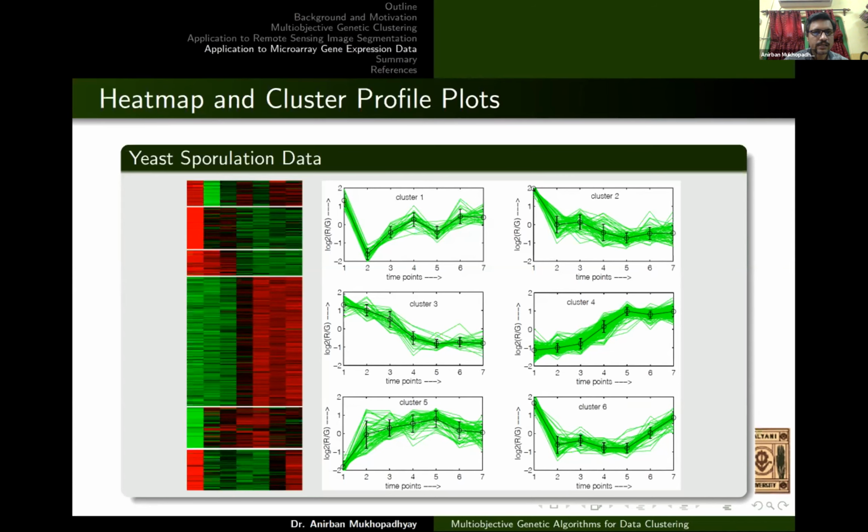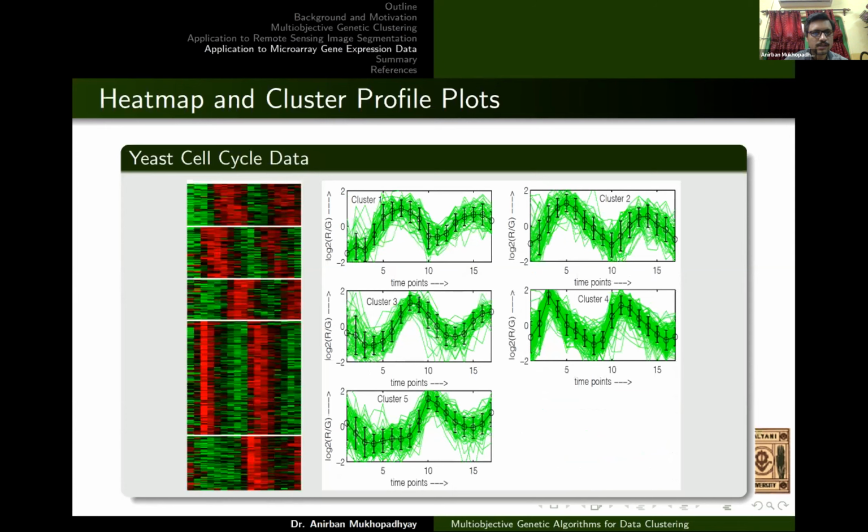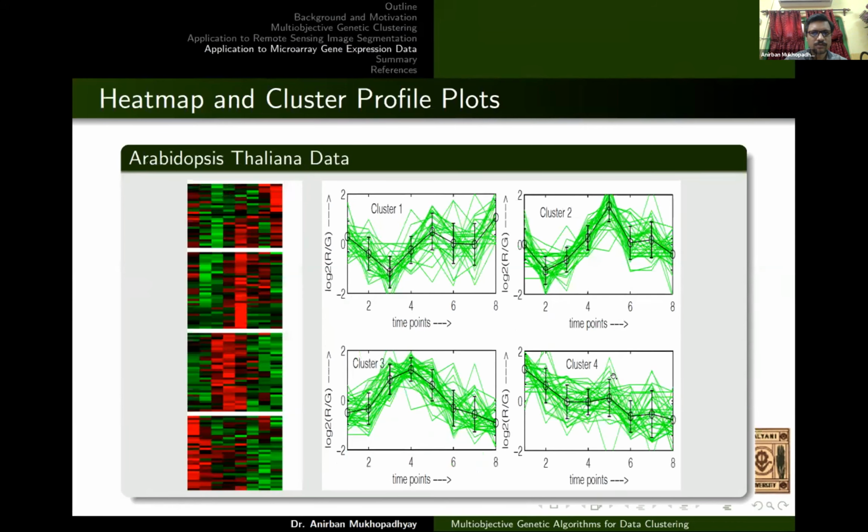For the other data sets also, these are the visualizations. This is very interesting: you see that each cell cycle data is just like a sine or cosine curve. It decreases, then increases, again decreases, then increases, and so on. You can also visualize it from the heat map plot. Initially small expression, then it increases, then decreases, it becomes green, again becomes red, again becomes green, and so on. And these are for the other data sets.